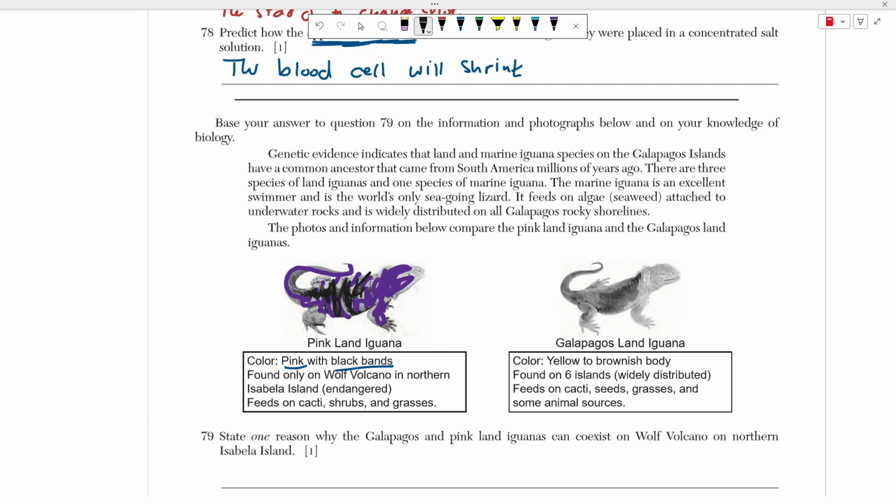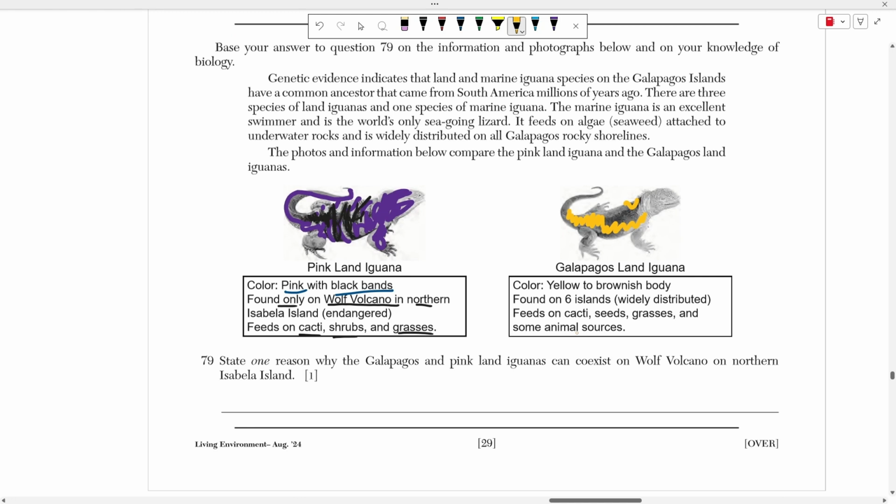So it's found only on Wolf Volcano in the northern Isabella Islands, and it feeds on cacti, shrubs, and grasses. Then we have the Galapagos land iguana, which is yellow to brown. It has a yellow to brownish body. So let's say that it's this color, right? It's yellowish and brown. It's found on 6 islands, and it feeds on cacti, seeds, grasses, and some animal sources. It's asking us, state one reason why the Galapagos pink land iguanas can coexist on Wolf Volcano on northern Isabella Island.